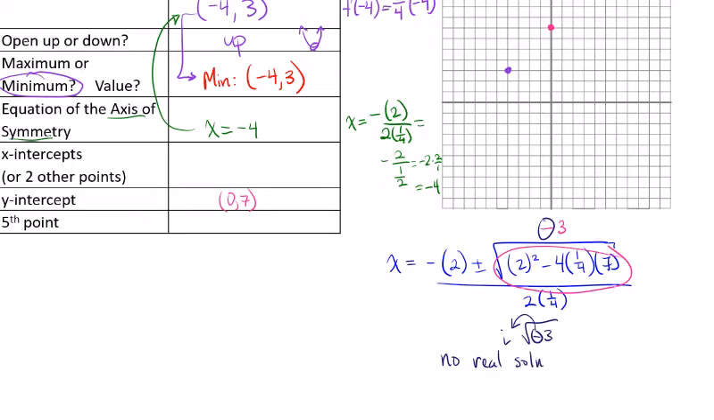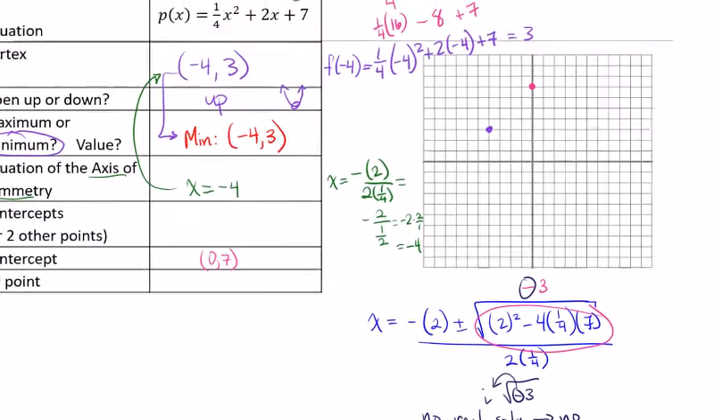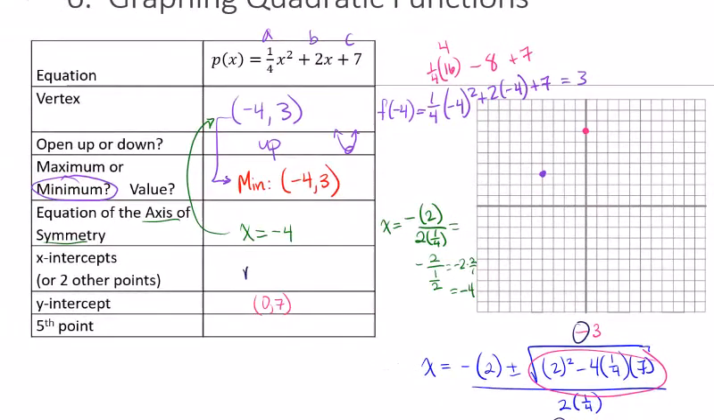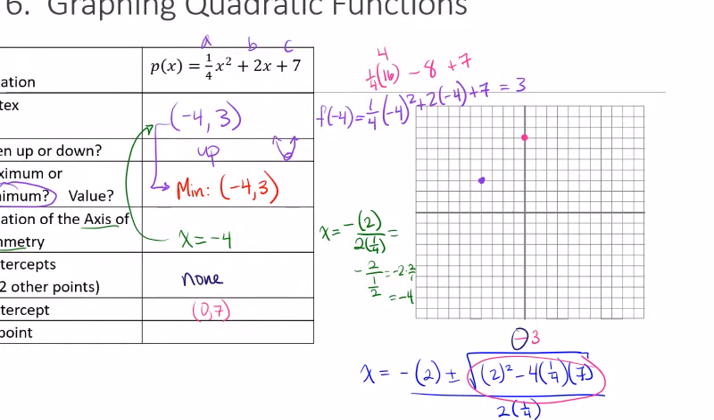Okay, and so we don't have anything to plot on the x-axis, right? And so there are no x-intercepts here. So no x-intercepts, right? And so I'm just going to put none here. Now, how would we have known that just with the information that we already had?